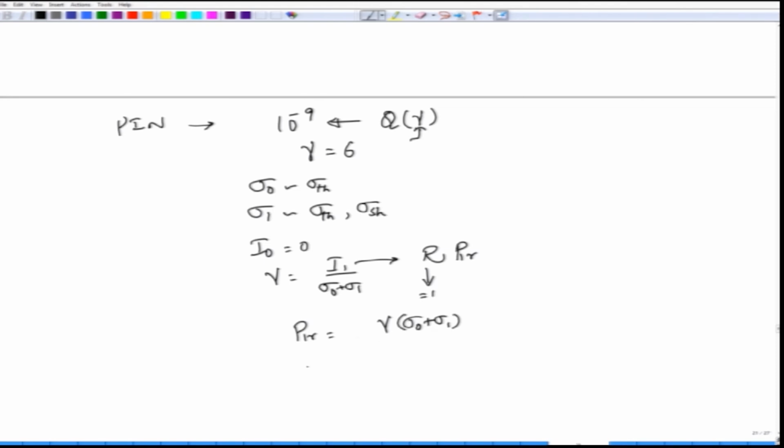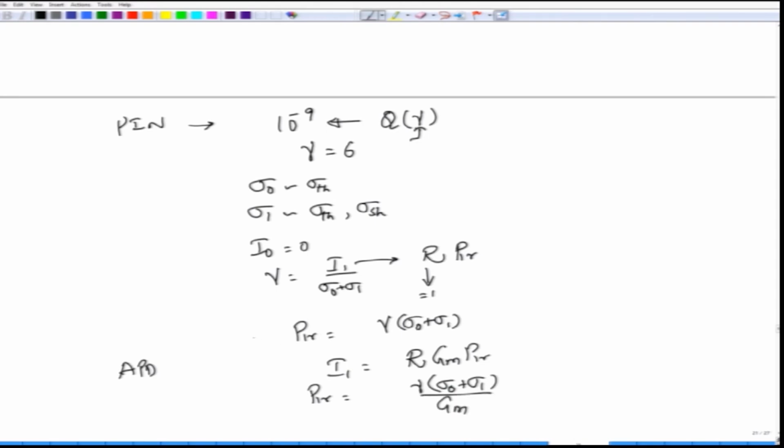On the other hand, if you are looking at an APD receiver, because the current I1 will be multiplied by the multiplication factor of the APD, so it would be R GM P1R, you would see that the required P1R is given by gamma times sigma 0 plus sigma 1 divided by GM.